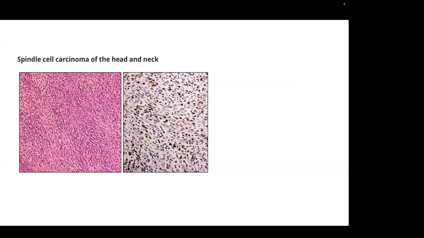Then the last one is the spindle cell carcinoma, which is another variant, wherein we can see fascicles or pinwheel arrangements. Again, to differentiate spindle cell carcinoma of the head and neck from sarcomas or melanomas, you will require immunostains for cytokeratin, which will be useful in the diagnosis.